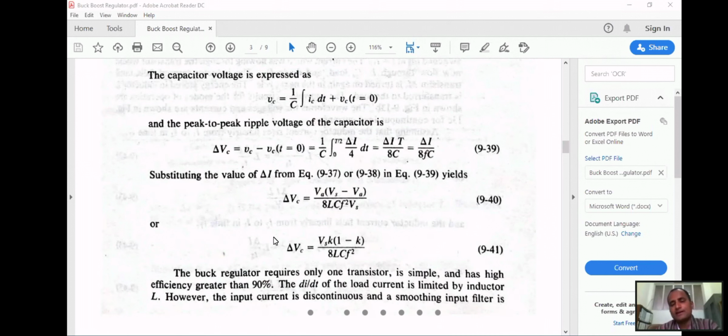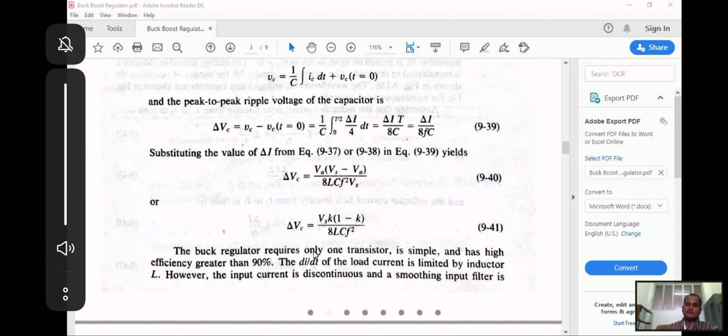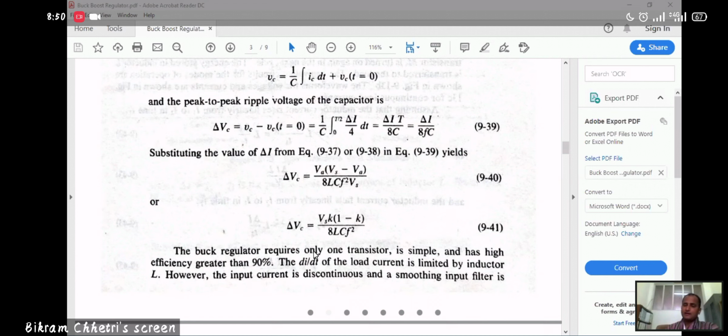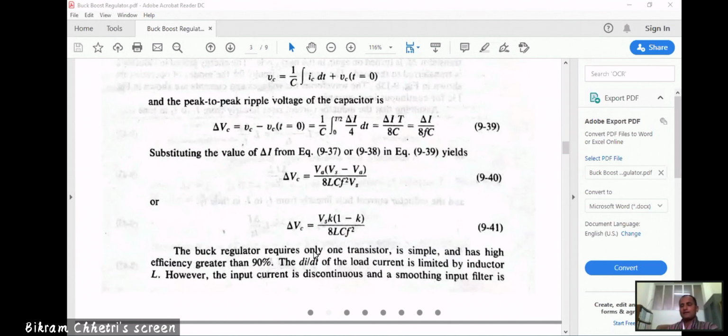So the voltage regulator requires only one transistor. In simple terms, it has a high efficiency, greater than 90%. And di by dt of the load current is limited by the inductor L, so it has an effect on the inductor current.